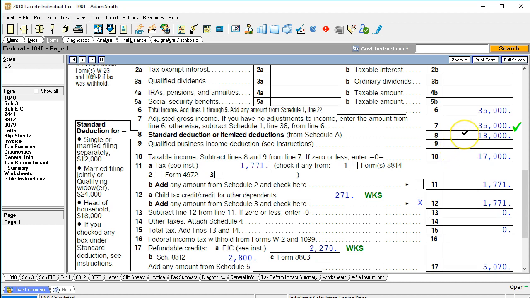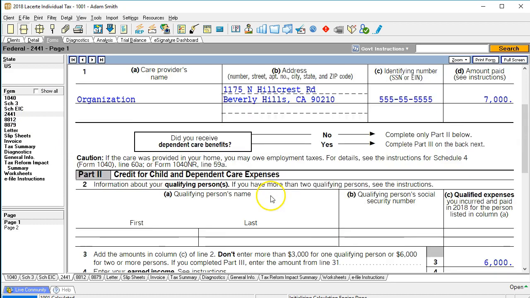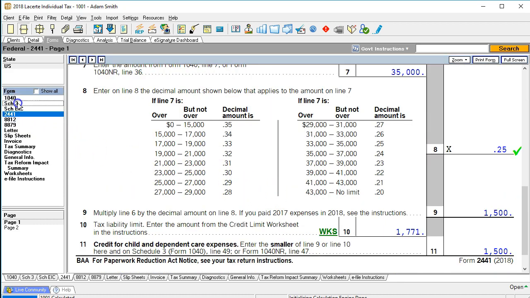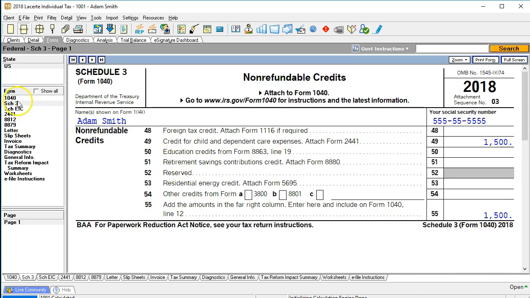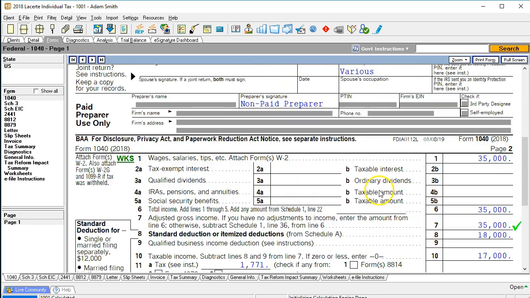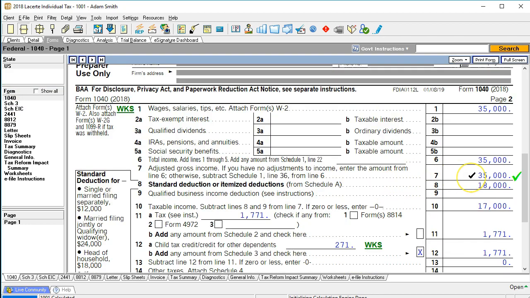For example, we could see here that $18,000 is the amount of the standard deduction, and we have $35,000 of income, and that is a difference of $17,000, and the tax then is $1,771, and we just saw the credit being calculated on the 2441 here, and being pulled over to the Schedule 3. If I go back to the 1040, what would happen if the income was only $18,000? Because that would result in no taxable income and no tax liability would be calculated. So let's take a look at that.